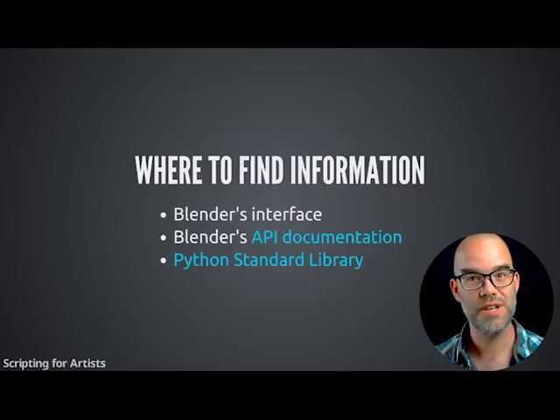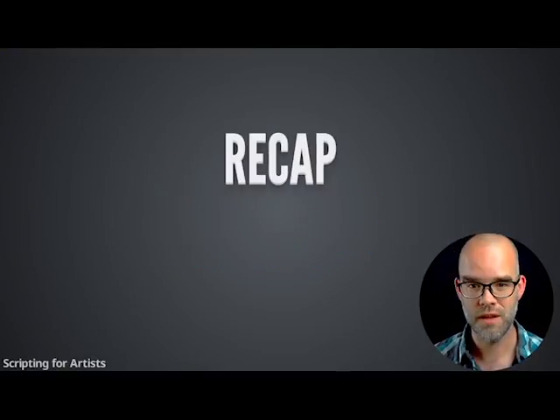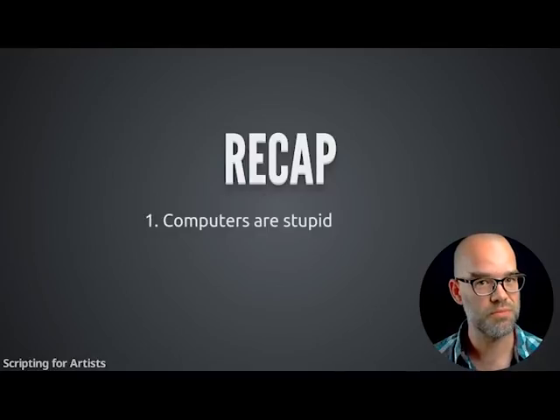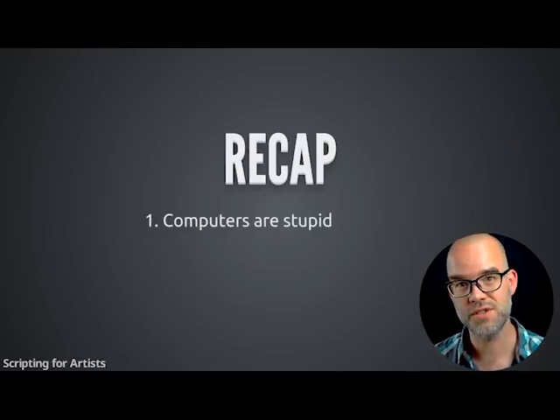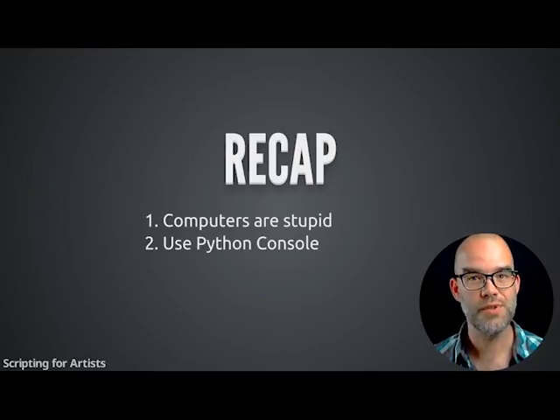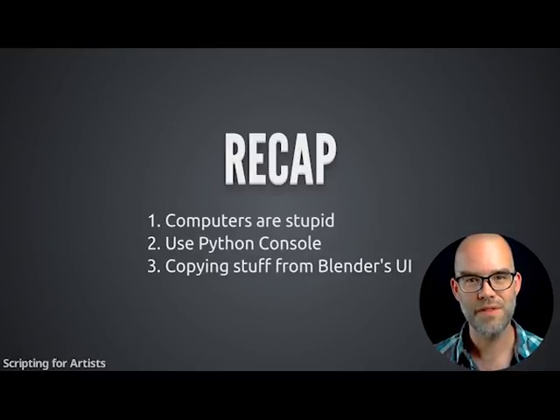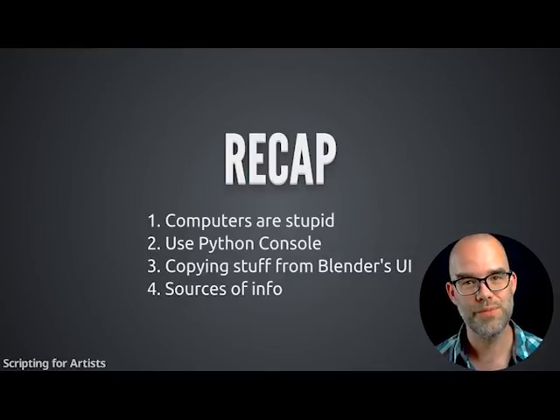Another good source of information is the Python standard library. So what have we seen so far? Well, we know that computers are stupid and just do the commands one by one that we give them. We've seen how to use the Python console and how to create objects, remove objects, and modify existing ones. We've seen what we can do with just copying information from Blender's user interface. And I've pointed you to a few sources of information where you can find more stuff.